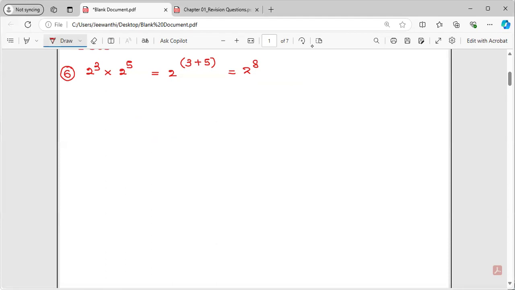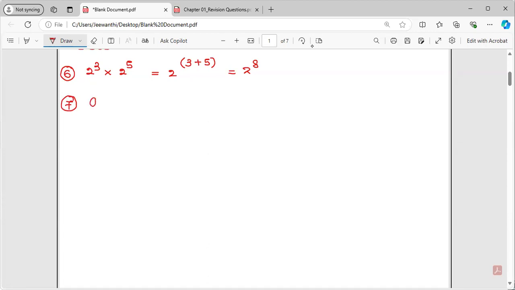But here, the question instruction specifically mentioned to keep the answer as a single index number. So we don't want to worry. We just add the indices. 3 plus 5 is 8. The final answer is 2 to the power of 8. So then we will move to question number 7.